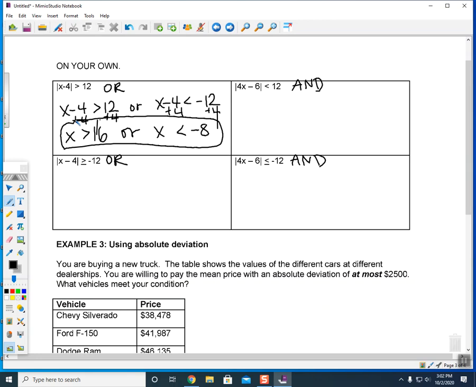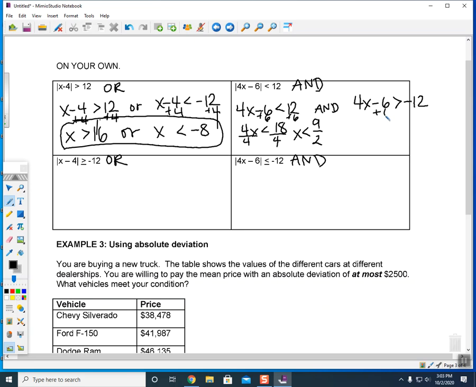Okay, my next one is an and statement. The absolute value of 4x minus 6 is less than 12. So I'm going to have 4x minus 6 is less than 12, and 4x minus 6 is greater than negative 12. Start by adding 6. I get 4x is less than 18. Divide each side by 4. I'll get x is less than 9/2. Simplify it.